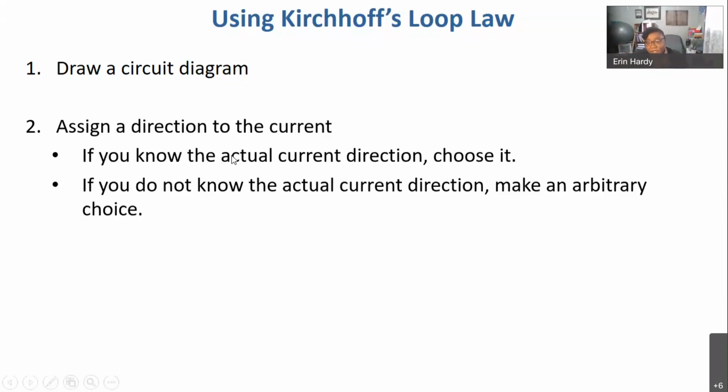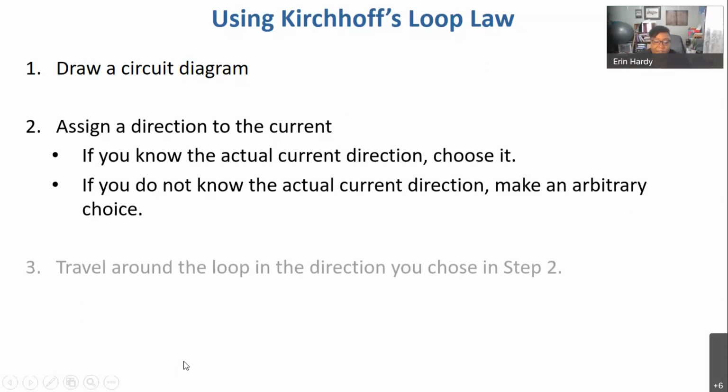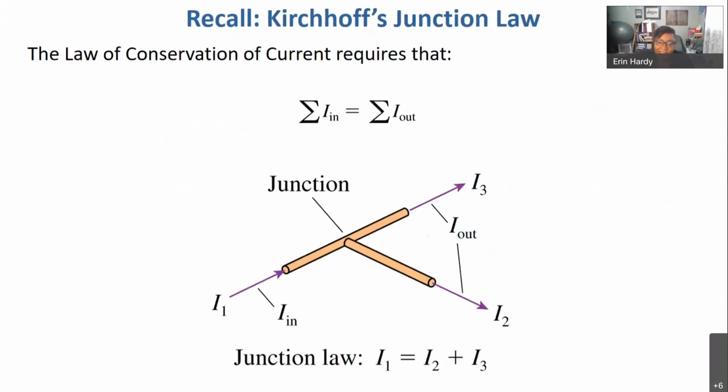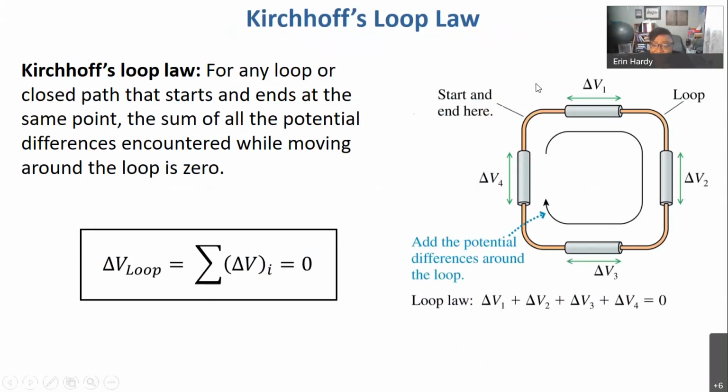So sometimes you will know the current direction, but it's not always a given. So it's okay to make a guess and then confirm later whether or not that guess was correct. Then we want to apply the loop law, just as we did in that example on the previous slide. So just to backtrack here, we were given a hint that we should go through this loop clockwise and that we should start and end at this position here.